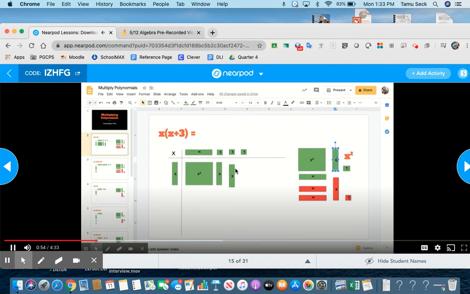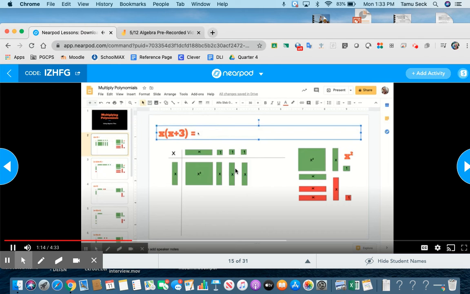Next thing we're going to do is look at what we have now, and we're going to determine if we have any like terms. So we have x squared. We don't have anything this size, so no like. But we do have these 3 x's. These 3 x's are alike. So the product is going to be x squared.